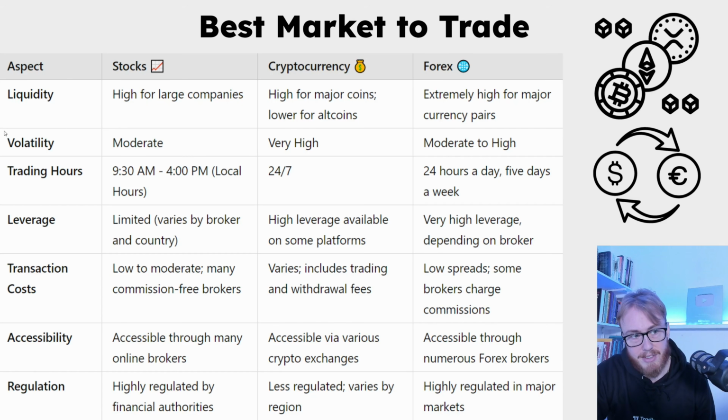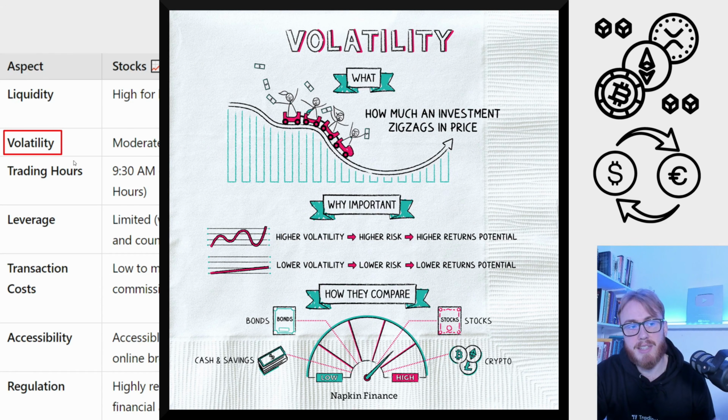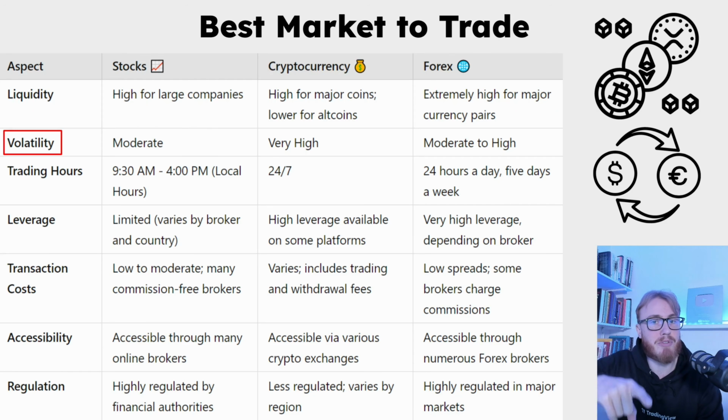Now, the next factor we need to consider is volatility. And you can think about volatility as how stable is the stock or crypto or whatever. So when something just moves a little bit up and down, maybe it moves like 1% a day or something like that, we say that we have low volatility. But if you have something that moves up and down quickly and sharply a lot, that is high volatility.